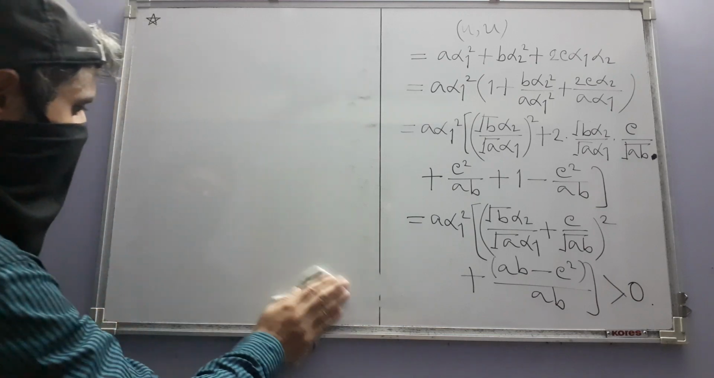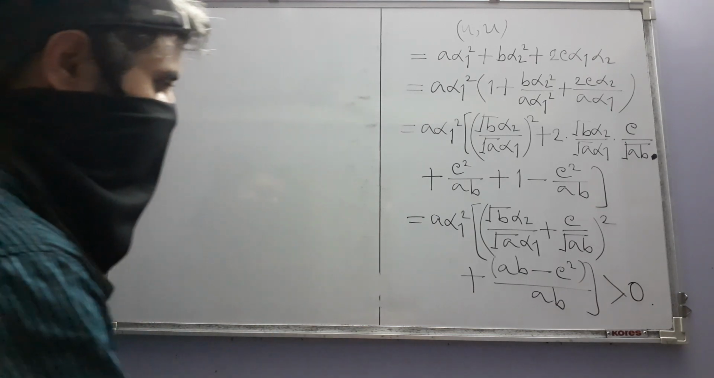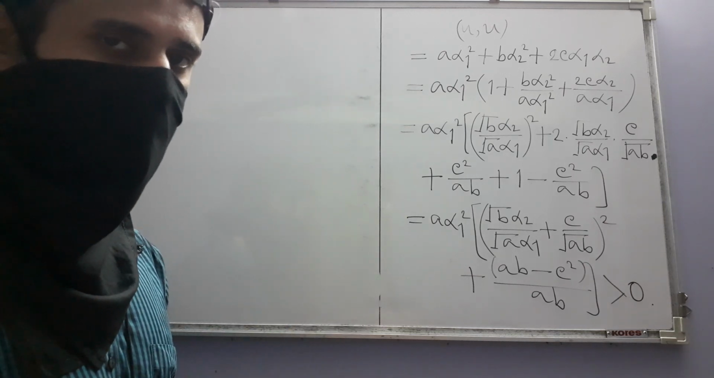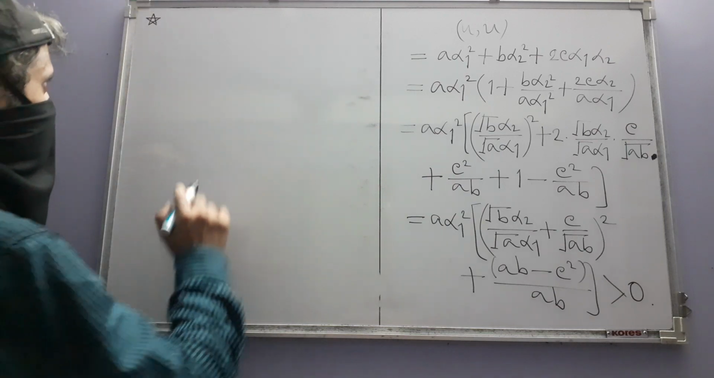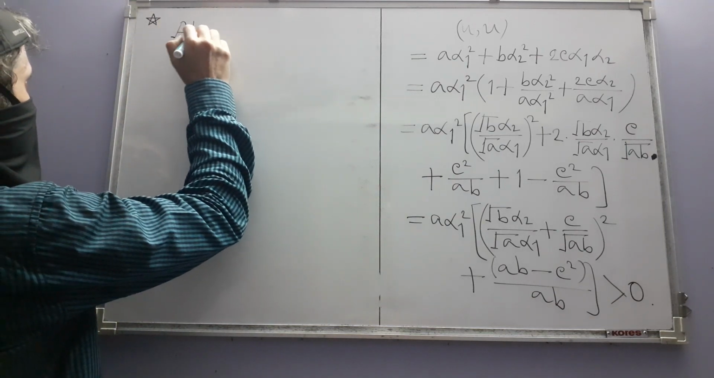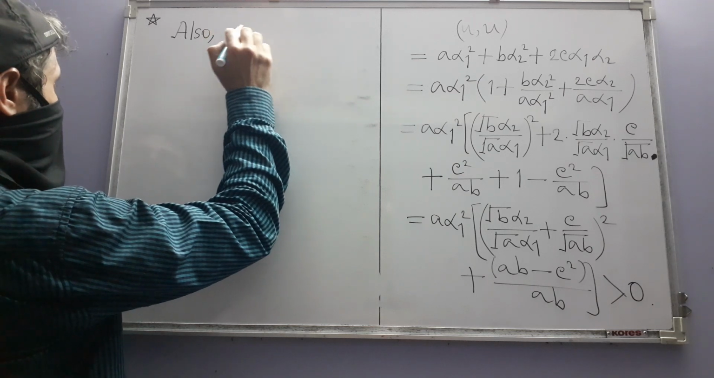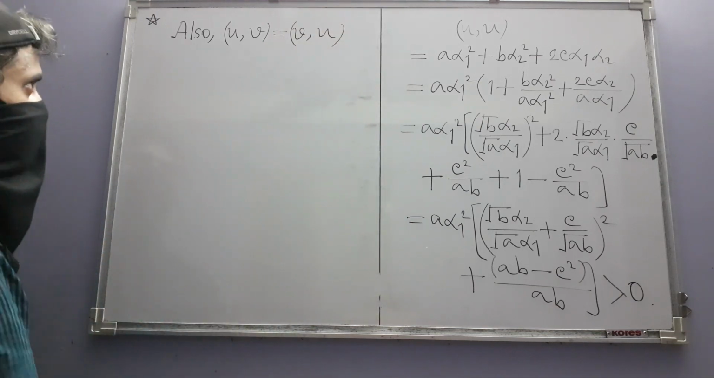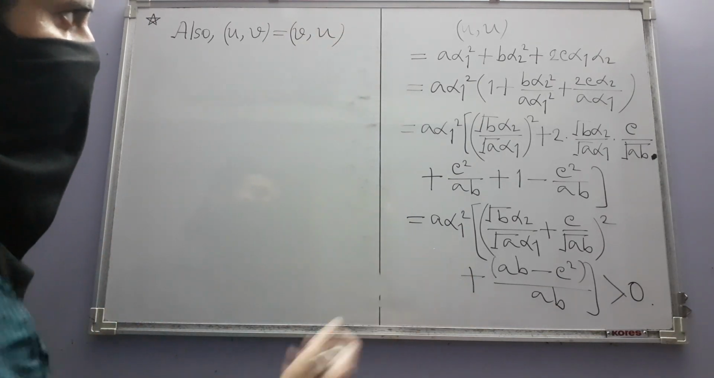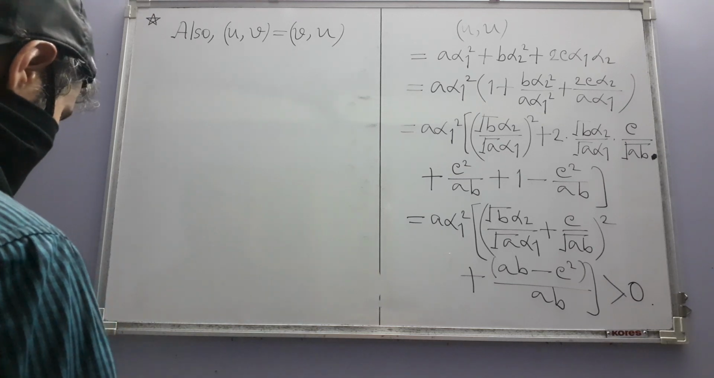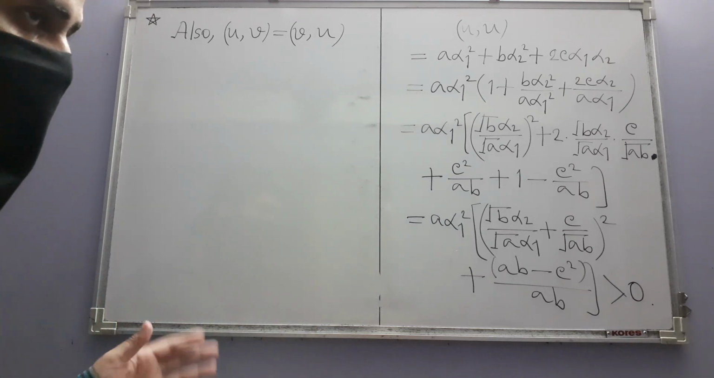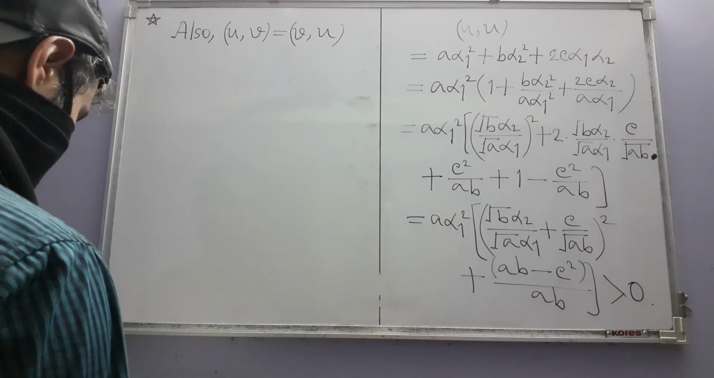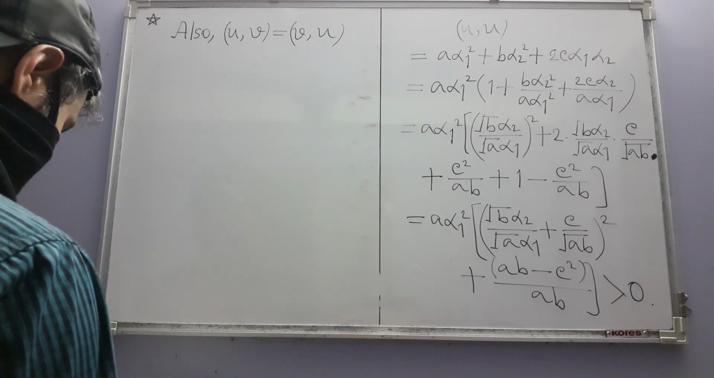We have to show that... what is that thing called? Conjugate symmetry. In this case it is just symmetry, because we are in a real vector space. Also, this is equal to v comma u, and that can be seen quite easily, because the function is symmetric about the components of the vectors. Yeah, that's just the thing.